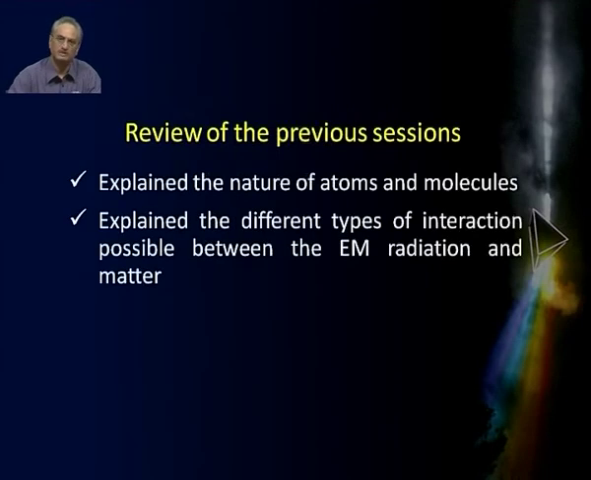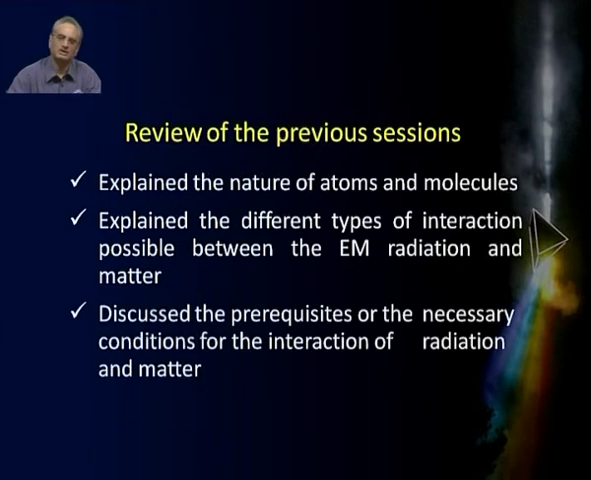Thereafter, we explained the possible types of interaction between the radiation and matter, and towards the end of the previous session we tried to discuss the prerequisites or the necessary conditions required for the interaction of radiation and matter to take place, because there has to be some kind of a mechanism by which the radiation and matter can interact for the spectrum to be observed.